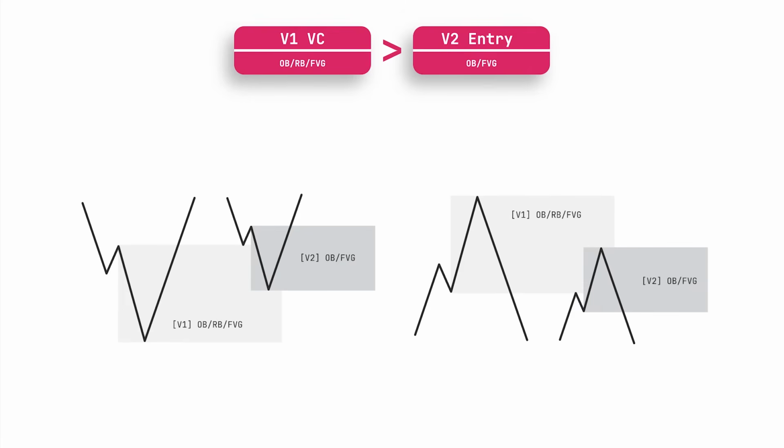Logical element number 6, V1 volume confirmation greater than V2 entry. The same logic as in the previous example, except that the first variable is one of the volume tools we use, order block, rejection block, or fair value gap.